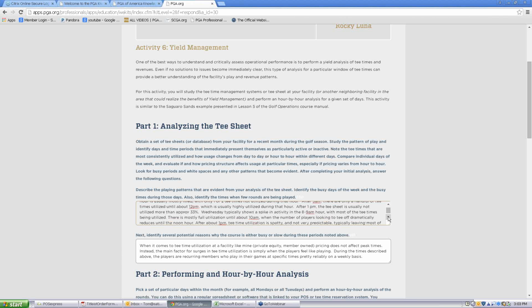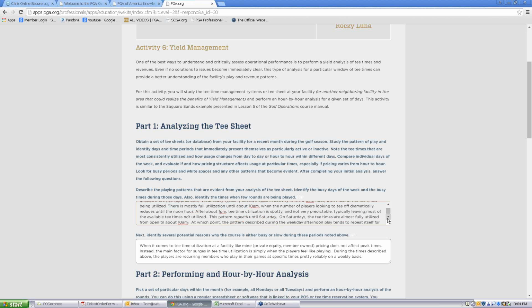Wednesdays typically show a spike in activity in the 8 to 9 a.m. hour, with most of the tee times being utilized. There's mostly full utilization until about 10, when the number of players looking to tee off dramatically reduces until the noon hour. After about 1 p.m., tee time utilization is spotty and not very predictable, typically leaving most of the available tee times not utilized. This pattern repeats until Saturday.